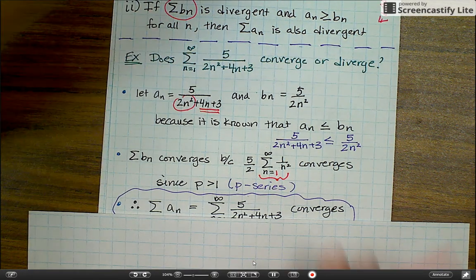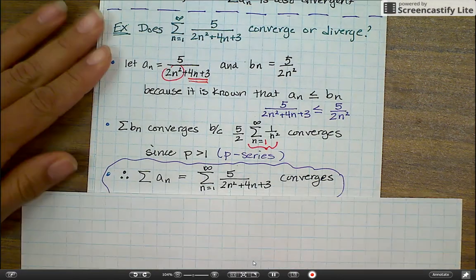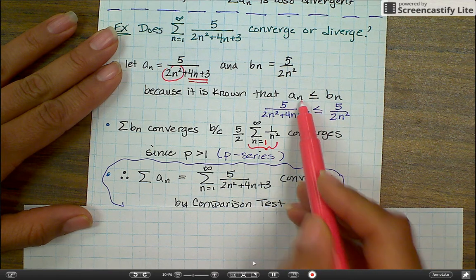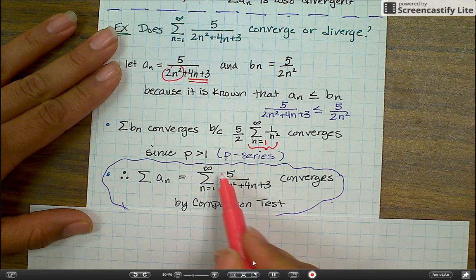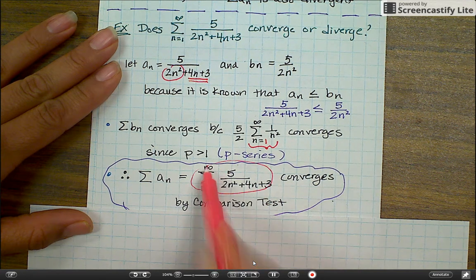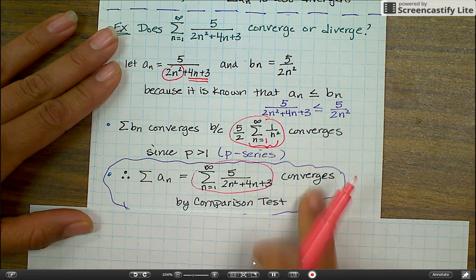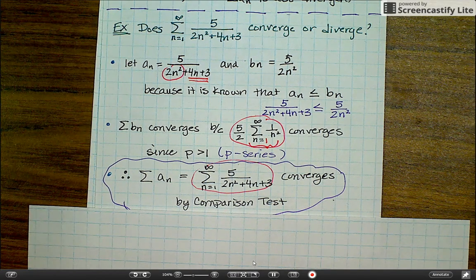And since that converges, and since Bn is greater than all An, An must be smaller, then I know that this series, which is smaller than this series, has to converge by the comparison test.